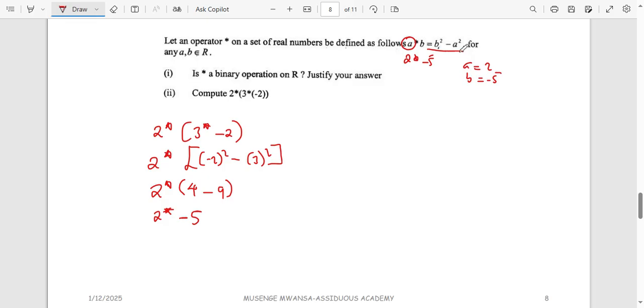So remember, it is B squared minus A squared. So where there is B, we are putting negative 5. And this is supposed to be squared minus where there is A, we are putting 2 that's supposed to be squared. It says 25 minus 4, and that is a 21.